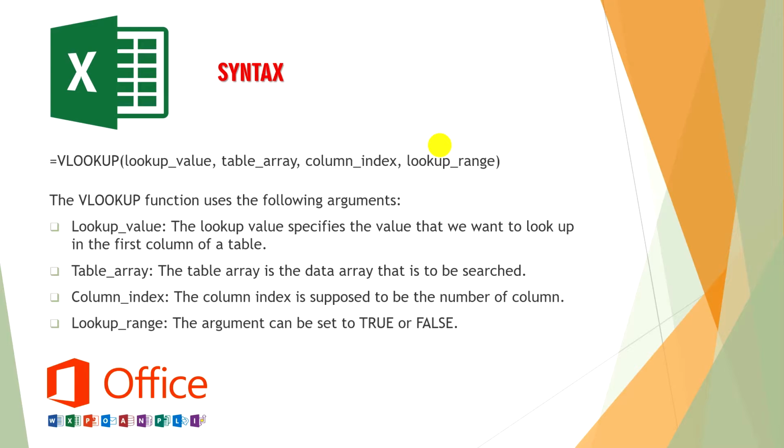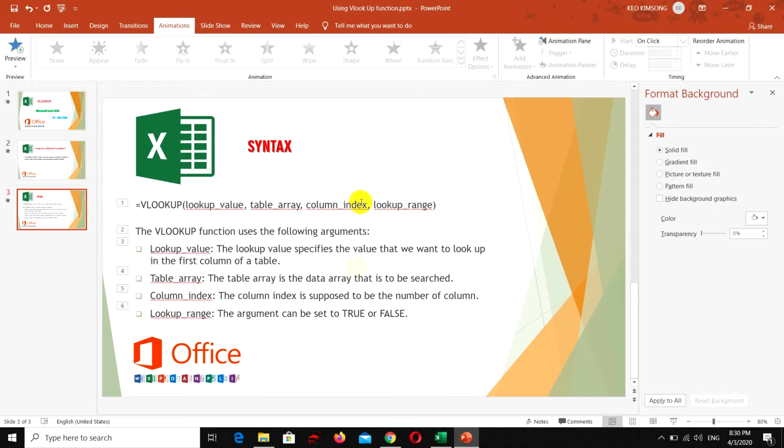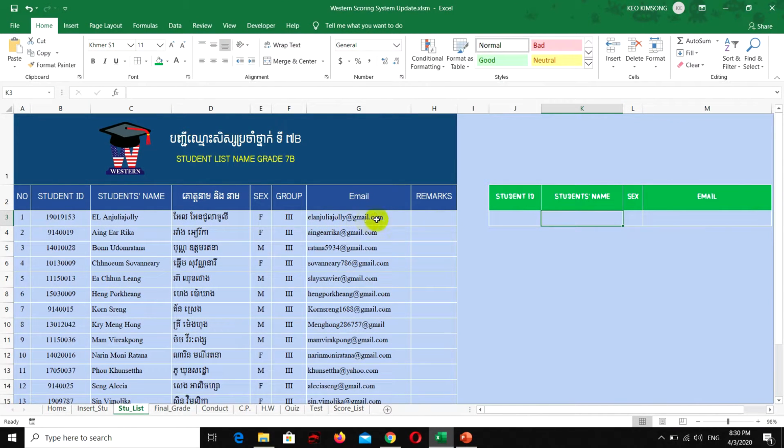So let's get started with the example. I have this table. I have a student list, grade 7B. In this exercise, I want to search for a student's name, sex, and email address by searching with the student ID. What I mean is that I just insert the student ID and then the student's name, sex, and email will appear right here.